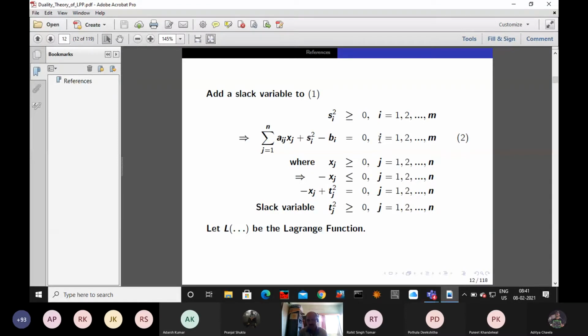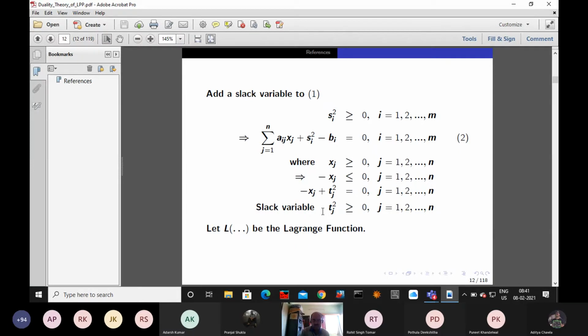Similarly, for the decision variables, as you know, all the decision variables are non-negative. If you multiply by a minus sign, minus x_j is less than or equal to 0. Then we want to make it equality type, so x_j plus t_j square equal to 0, and this t_j square we are treating as a slack variable.